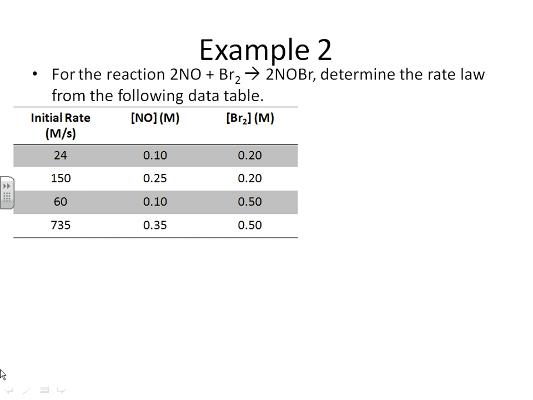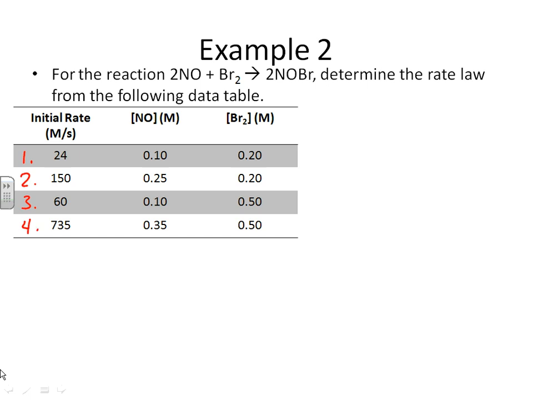I'm going to go through a second example as well. For the reaction 2NO plus Br2 yields 2NOBr, determine the rate law from the following data table. And we've got 4 trials in this case: 1, 2, 3, 4.